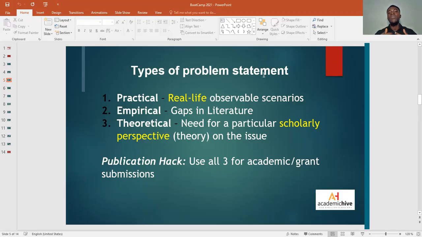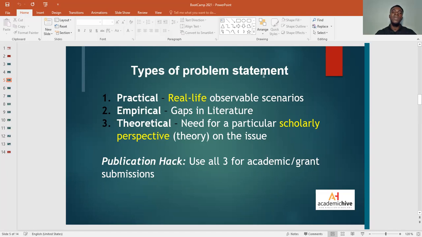The next one is the empirical problem. The empirical problem has to do with the gaps that exist in existing studies. Studies have been conducted on your subject. The empirical problem allows you to identify the gaps within those studies. That is, areas where researchers have not studied, areas that they've overlooked or that due to some limitations of the study, they could not cover. So the empirical problem allows you to identify these areas and now use them to form a basis for the conduct of your study.